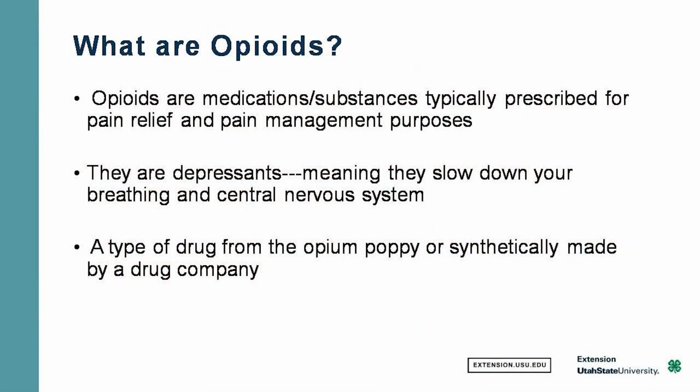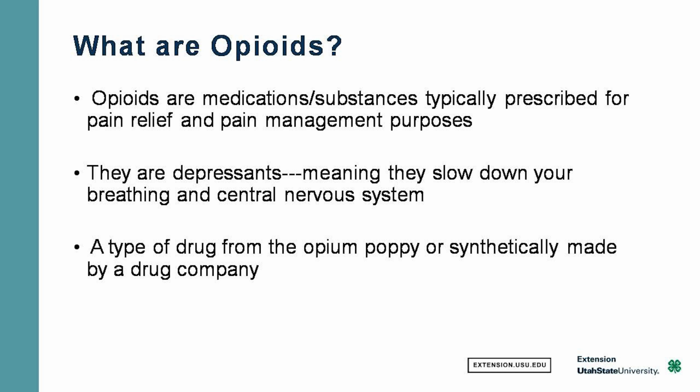Okay, so what are opioids? Opioids are a medication that are typically used to treat pain, and oftentimes they're used to treat chronic pain, sometimes from surgery, just really any sort of pain. They are depressants, and when I say that, I mean they're slowing down the central nervous system. That means it's slowing down our breathing. Ultimately, that is what an overdose is: you have too many opioids in your system, and essentially it slows your breathing down or stops it altogether.